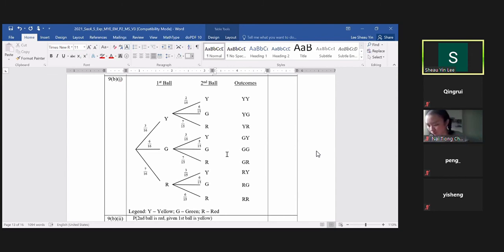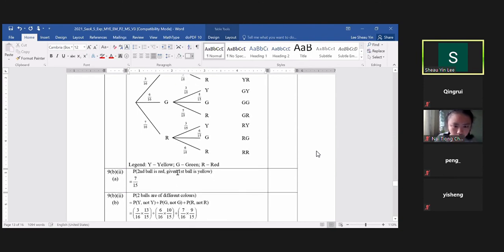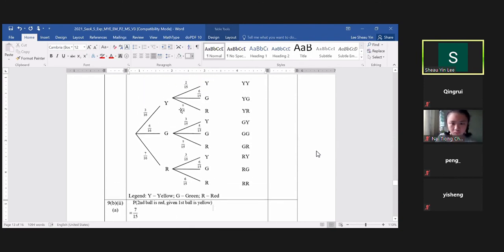Right, second question. They want a red ball. The magic word is given. I think the other time I mentioned there are a few questions asking this. Given yellow ball, they want a red one. So the answer is actually 7 over 15. Given a yellow, the second ball is red, so it's 7 over 15. You don't need to multiply because this type of question is different. With the word given, no need to multiply. Just read from here, 7 over 15, that's all.